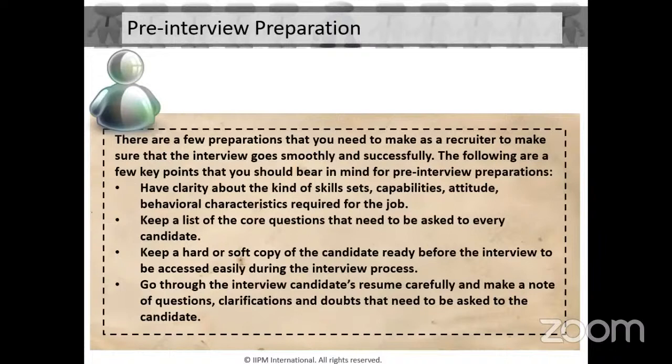Secondly, you have to keep a list of the core questions that need to be asked to every candidate. Don't come to an interview as a human resource professional and say, I've forgotten the question I want to ask you, or start scratching your head and say, oh, I can't remember the question I wanted to ask you. So as a human resource professional, write out those questions. Keep that list, so that when you get to the interview, you'll be able to ask the relevant questions, okay?